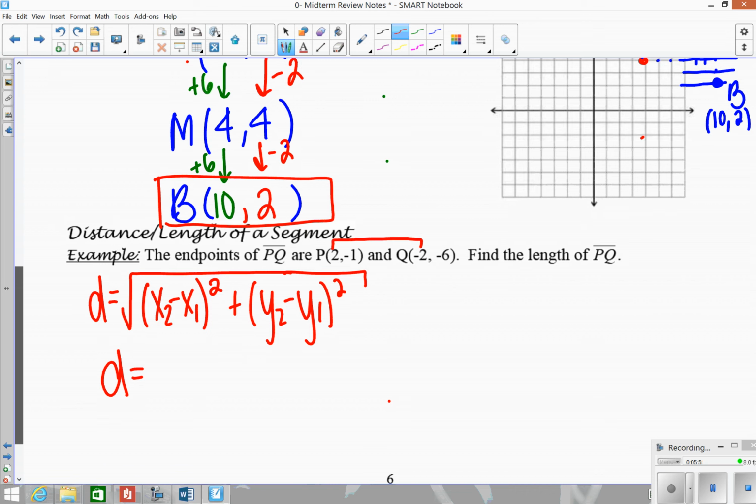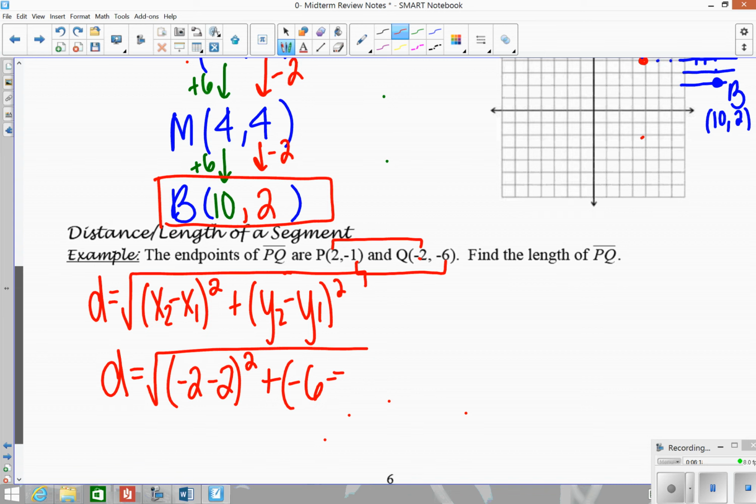I'm going to subtract my x's, so it's all under the square root. So it's going to be negative 2 minus 2. The order that you do this in doesn't matter as long as you're consistent. So I could start with negative 2 or I could start with 2, whatever you want. Just make sure you're consistent. So I started over here, so I'm going to start with negative 6 for the y minus negative 1.